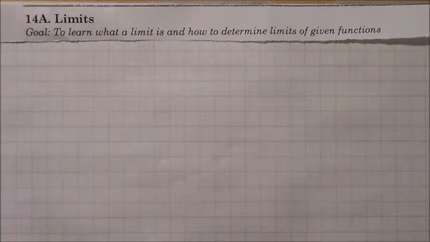The goal of today's lesson is to learn what a limit is and how to determine limits of given functions. The concept of a limit is absolutely essential, crucial when discussing differential calculus. We're going to be seeing that limits are absolutely necessary for the development of the idea of determining the gradient of the tangent of a curve at any point along the curve.